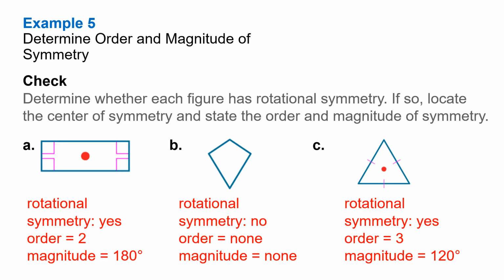Figure C, it is an equilateral triangle. That's what those tick marks mean, that they are congruent. So if we rotate it about its center point, then it does have rotational symmetry. It takes 3 turns to get back to the original orientation, which means it has order 3, and its magnitude is 360 divided by 3, which is 120 degrees.